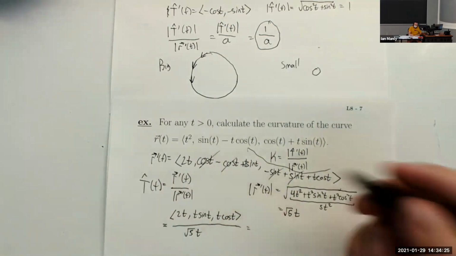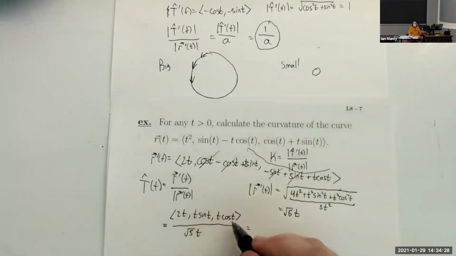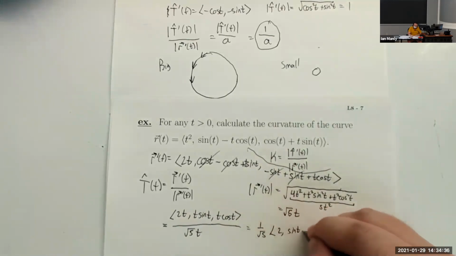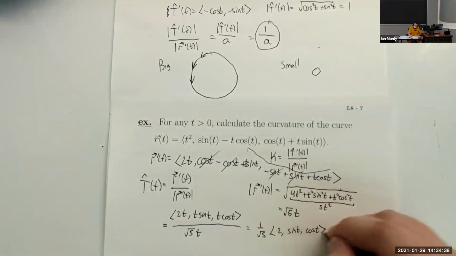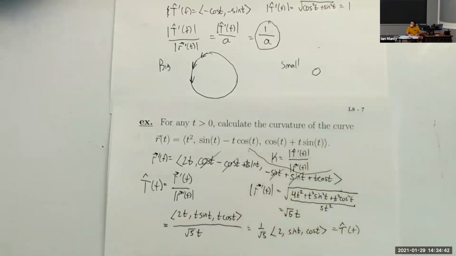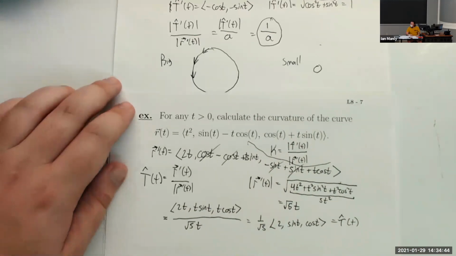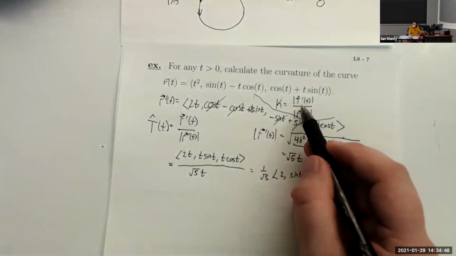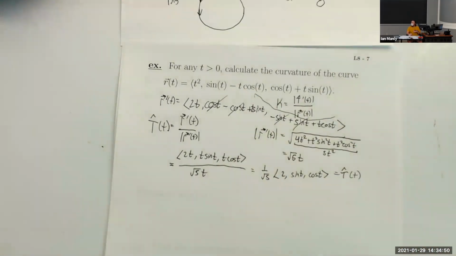Okay, so let's see. Oh, conveniently, all of these have t's in them. That's very nice. So we end up with just 1 over root 5 times 2, sine of t, cosine of t. And this is our t hat. Okay, so we ended up having a pretty nice t hat right here. All right, next we need to take the derivative of t hat and then find its magnitude. And then once we're done with that, we just put it in the formula and we're finished.